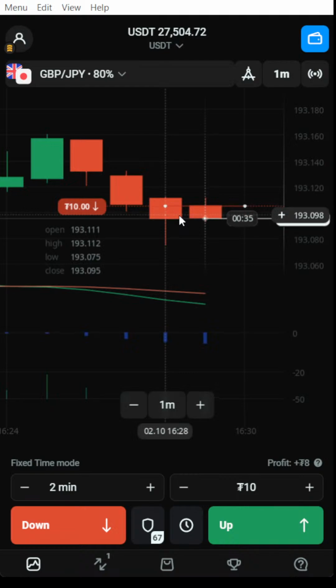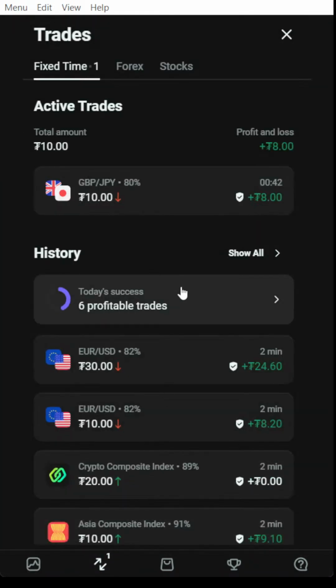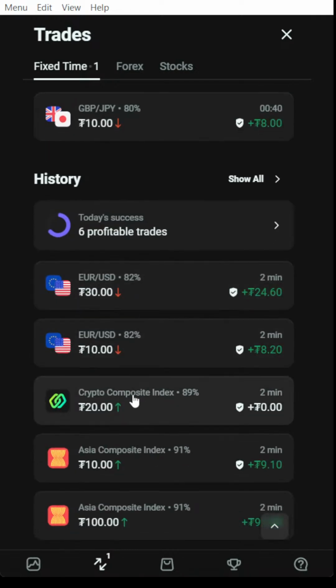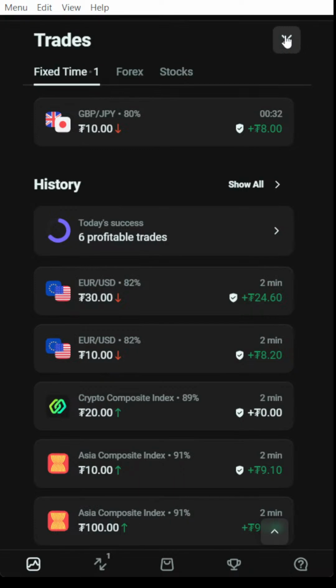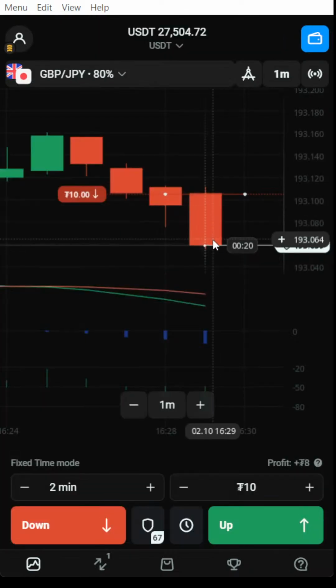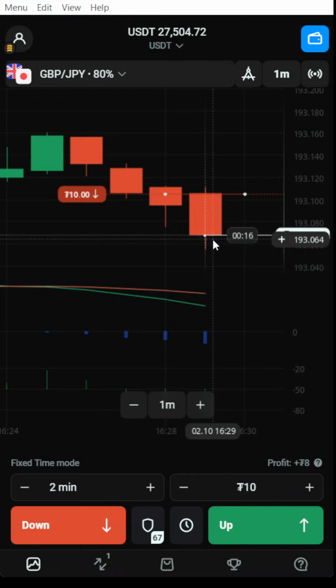So usually I'm opening the trades in the down trade direction. Only I open the trade for higher upper trend, Asia Composite Index and Crypto Composite Index. I'll give you the answer for each and every one in the last 10 or 15 minutes of the consultation. So be with me. Munnaji, I will give you the reply.